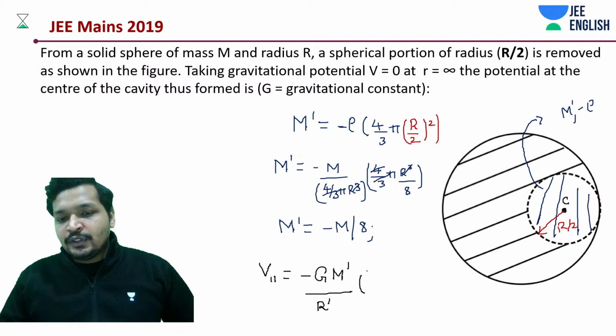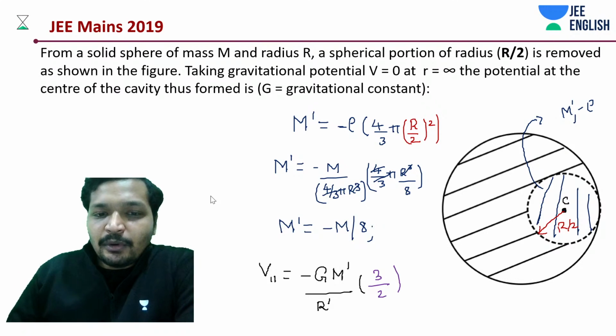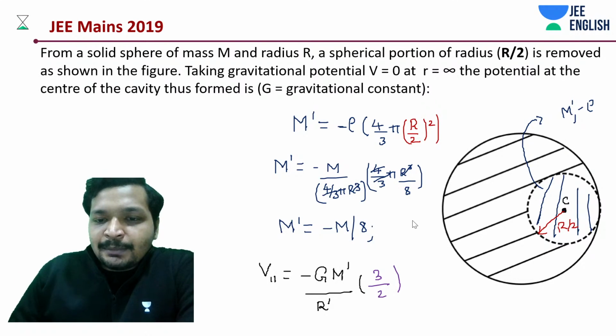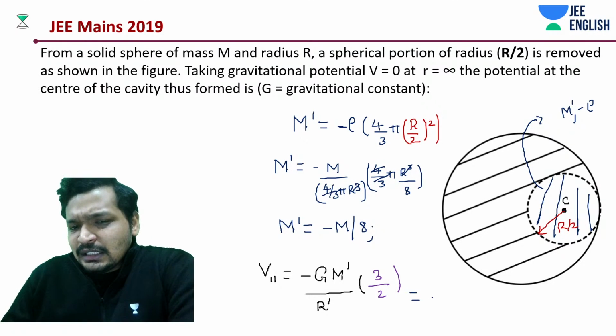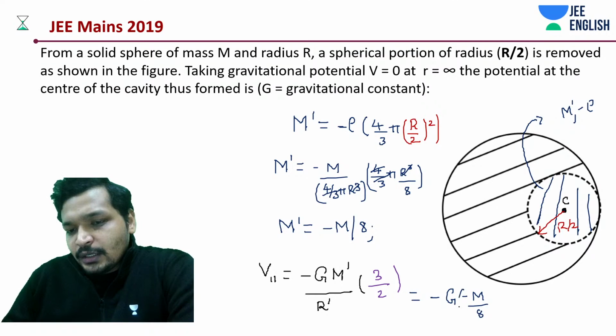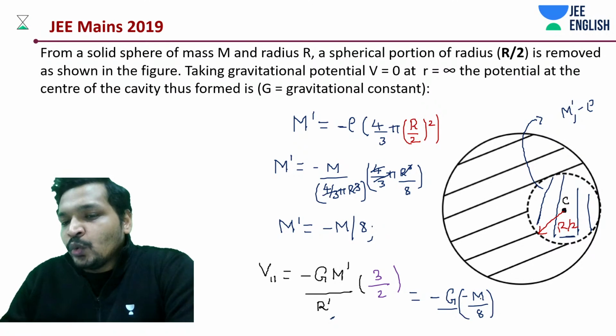We have to quickly understand this thing. You understood this thing. It's a very simple problem. Let's substitute the values. It's minus of minus m by 8. It will be positive, divided by r dash, which is how much? R by 2. Be very careful. This is r by 2.